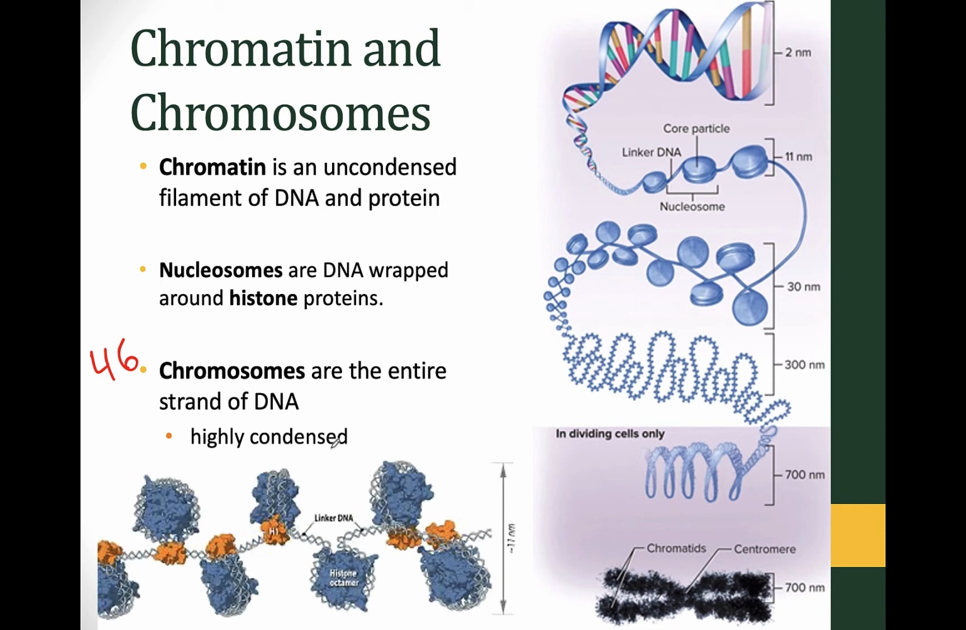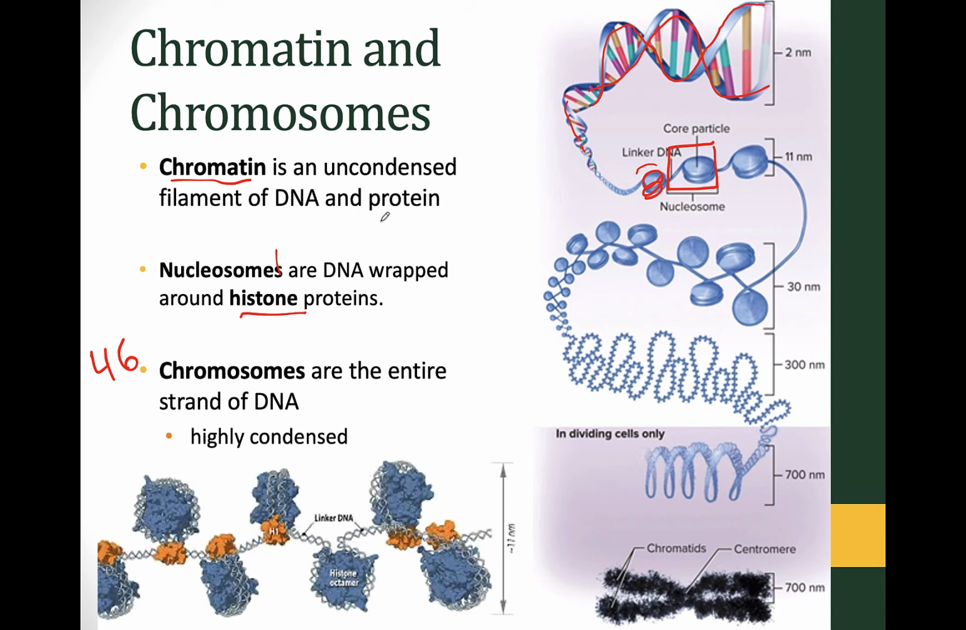And these are highly condensed. A loose, uncondensed version of DNA is called chromatin. So let's start at the top. At the top we have the most uncondensed form, it's literally just a single double-stranded helix. To make this a little tighter, we take these strands and wrap them around proteins. These proteins are called histone proteins, and this entire particle right here is a nucleosome.